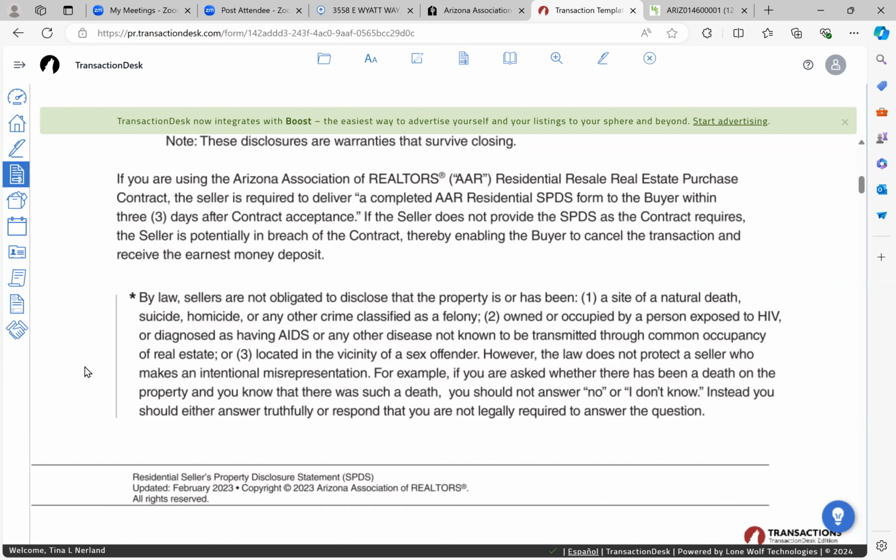However, the law does not protect a seller who makes an intentional misrepresentation. For example, if you are asked whether there has been a death on the property and you know there has been such a death, you should not answer no or I don't know. Instead, you should either answer truthfully or respond that you are not legally required to answer that question.